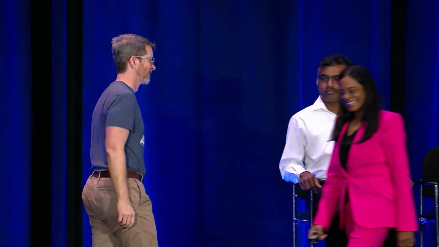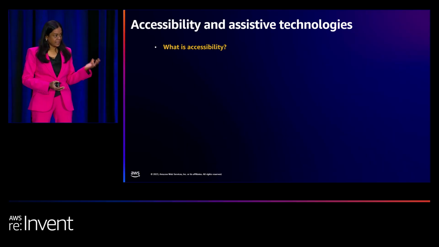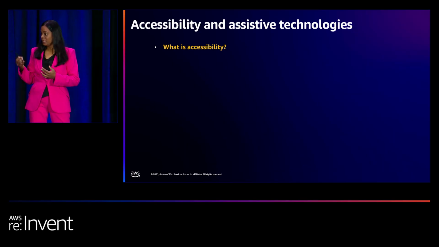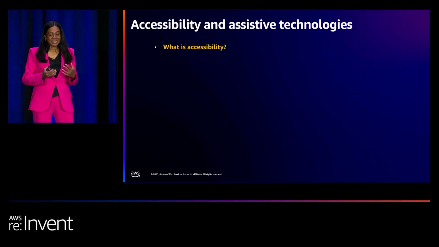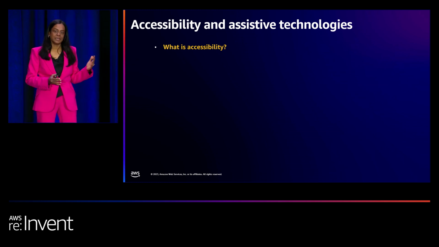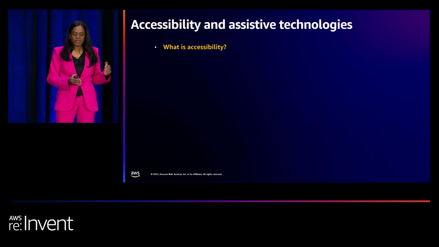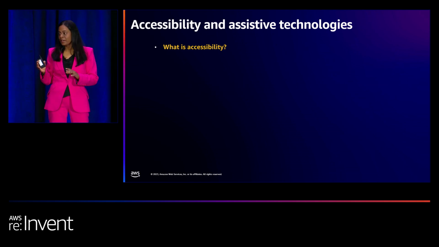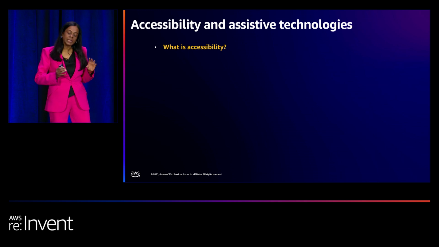Awesome. Thank you, Rob. So with that, let's talk about what accessibility is. Accessibility means anyone who's using a product or a service must receive the same benefit, regardless of the condition or the disability that they may have. So it's really about identifying the barriers in the environment and working to remove them.